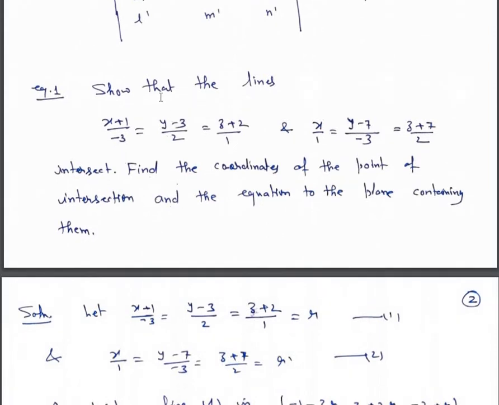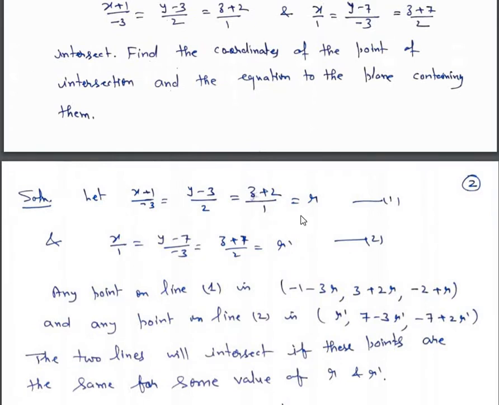First example, show that the lines (x plus 1)/(minus 3) = (y minus 3)/2 = (z plus 2)/1, and the second line x/1 = (y minus 7)/(minus 3) = (z plus 7)/2 intersect. Then we have to find the coordinates of the point of intersection and the equation of the plane in which these two lines lie. Let's take the first part.